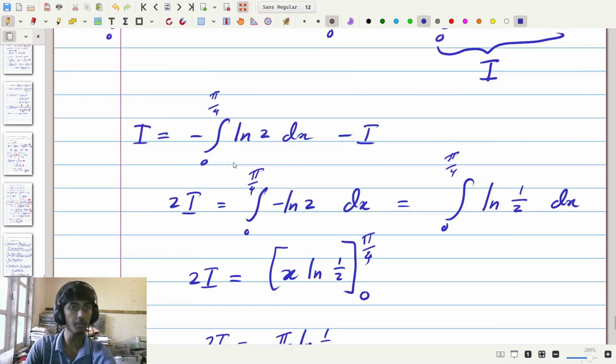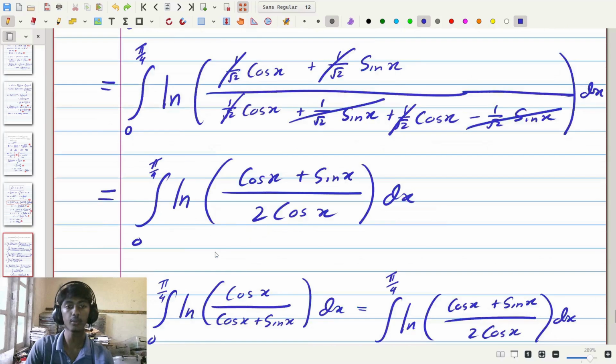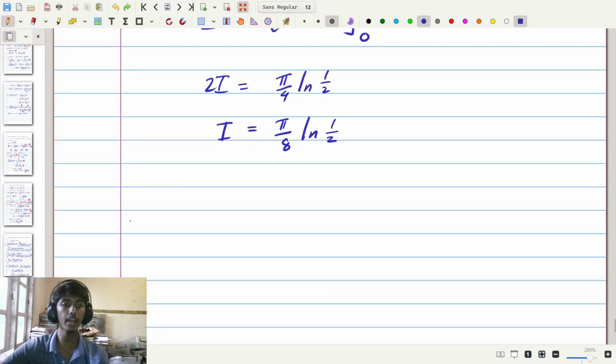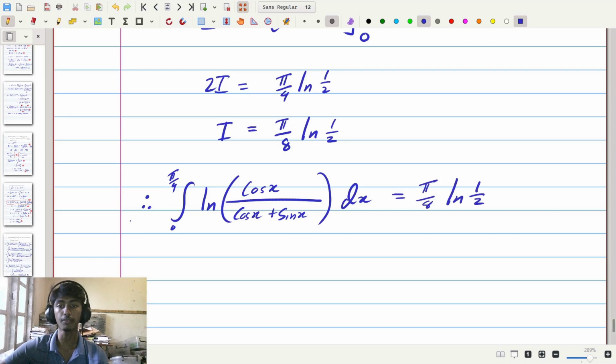Now the integral I that we wanted to solve is this integral right here. So I'm going to write the exact integral again, and write that therefore the integral from 0 to pi by 4 of the natural logarithm of cosine of x divided by cosine of x plus sine of x, which is the integral that we wanted to find all along, which is I, is equal to pi by 8 times the natural logarithm of a half. And with that, we have completed this question.